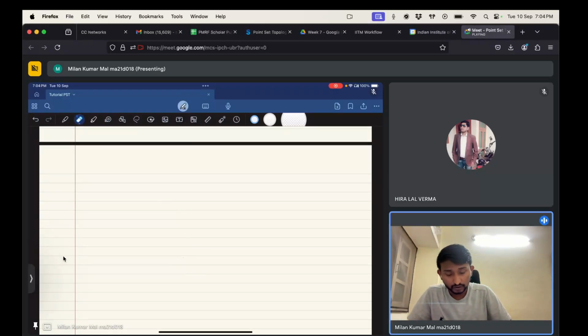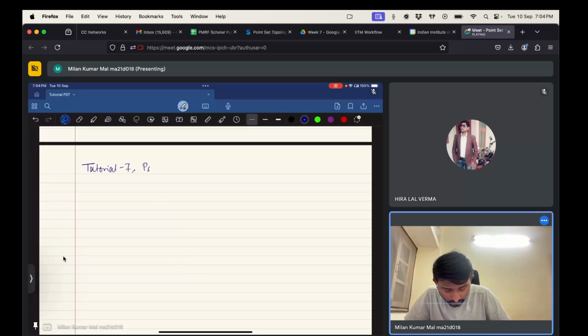Okay, so this is tutorial 7. This is tutorial 7, point set topology. This is the corresponding course number, hopefully NSC 24 MA 57, and today is 10 September.